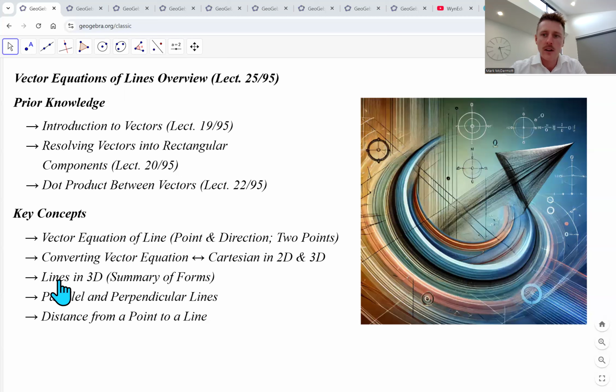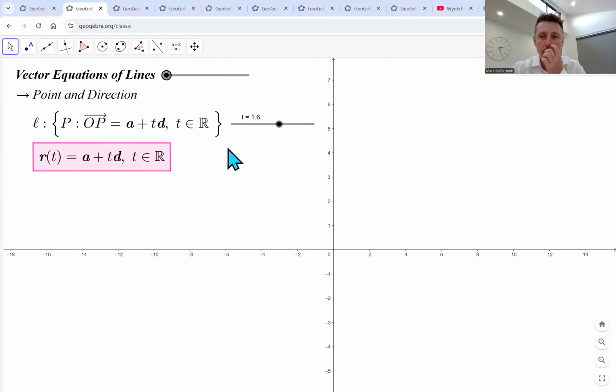And then we'll summarize the different ways that we can represent lines in 3 dimensions. Then we'll look at parallel and perpendicular lines, and then we'll look at finding a distance from a point to a line. Okay, let's jump into it. Let's start by looking at the vector equation of a line. Now, I have made another video about this, but I'll just recap it here because it's important to go through.